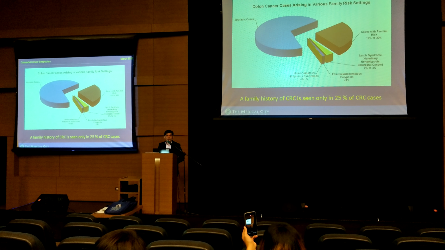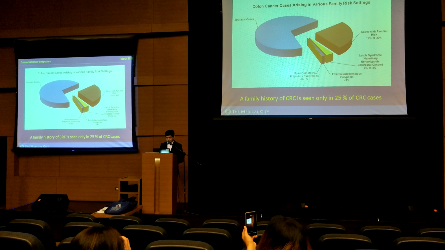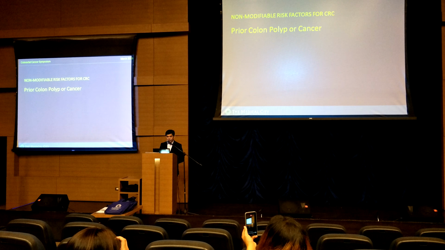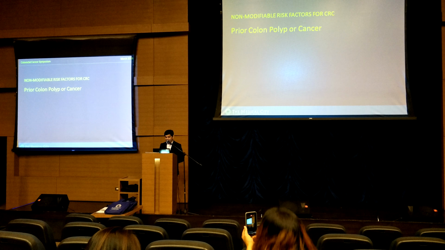This slide is also very important. Only 1/4 of patients will actually have a family history. So patients without a family history, these are what we call sporadic colon cancer. So not just because you don't have a family history, you don't need to be screened. The age and family history, those are what we call non-modifiable risk factors, because you cannot change your age, you cannot change your family history.